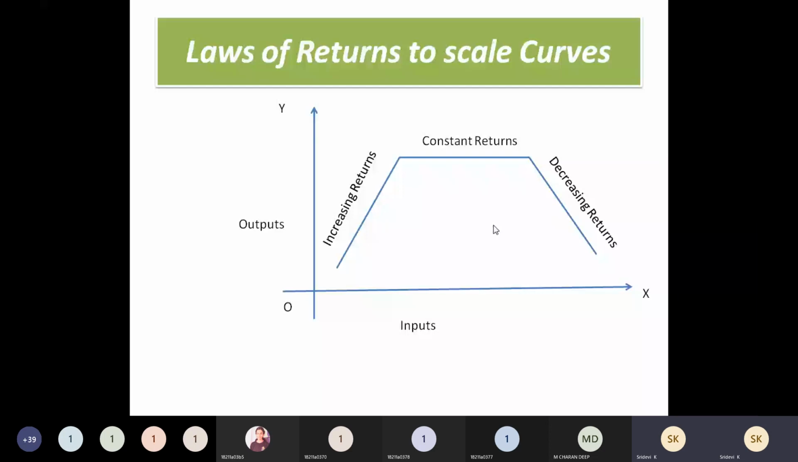returns to scale curves. But you need not take three different schedules. You please remember this. Whenever increasing returns are there, the curve will be flowing from left to right upwards. Whenever it is constant returns, that curve will be parallel to the x-axis, and the decreasing returns curve will be flowing from left to right downwards. Okay, so this is called as what? A law of returns to scale in the graphical manner.